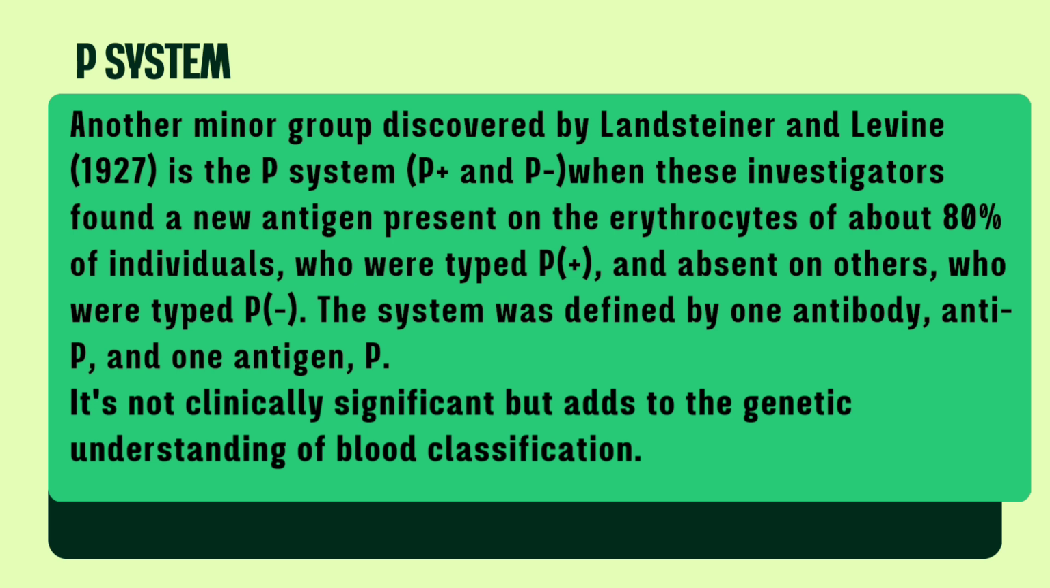Last type of blood system is the P system. Another minor group discovered by Landsteiner and Levine, 1927, is the P system, P plus and P minus. These investigators found a new antigen present on the erythrocytes of about 80% of individuals, who were typed P plus, and absent on others, who were typed P minus. The system was defined by one antibody, anti-P, and one antigen, P. It's not clinically significant but adds to the genetic understanding of blood classification.